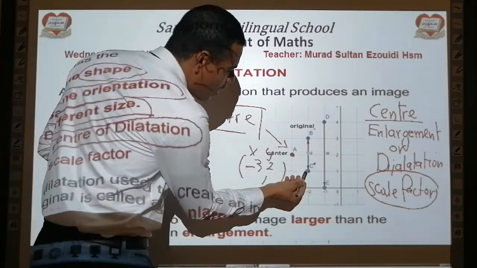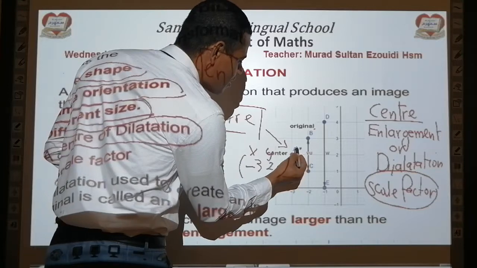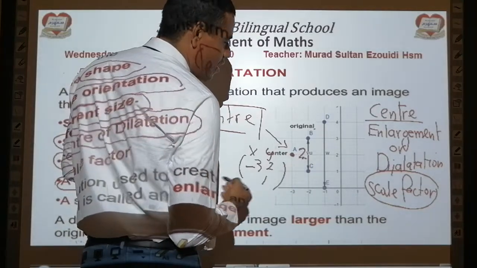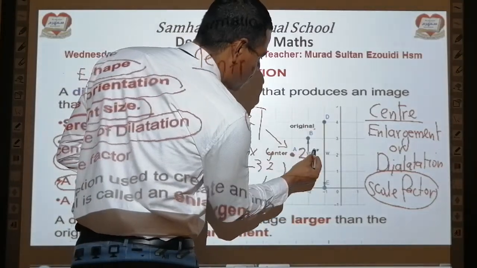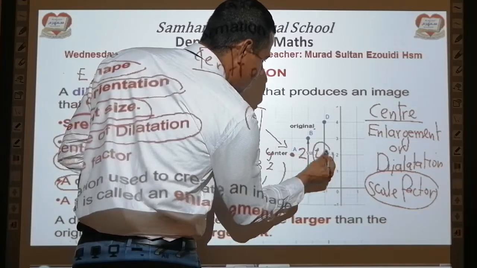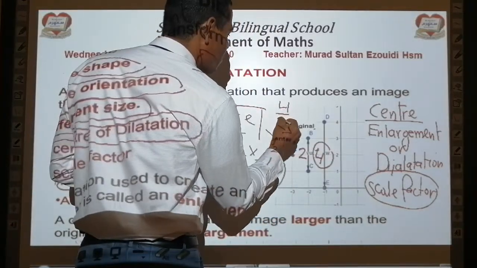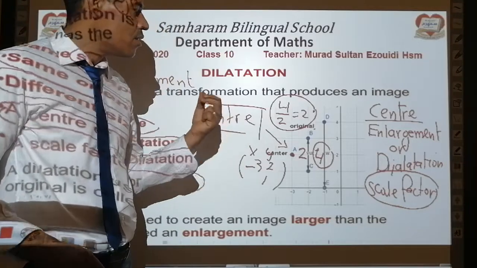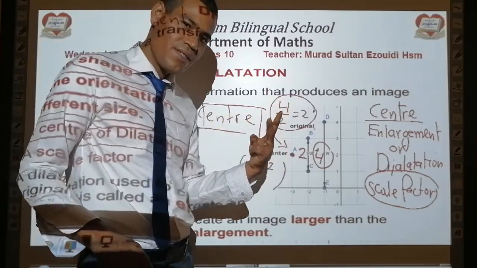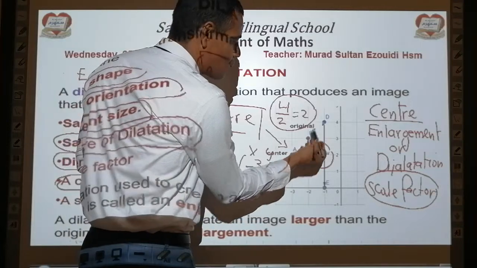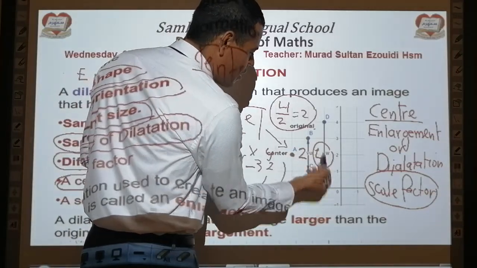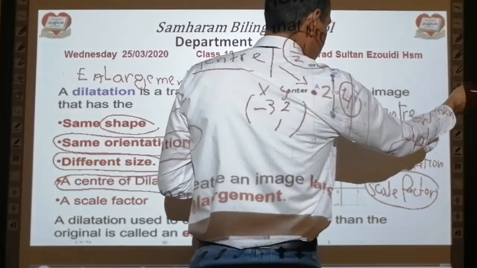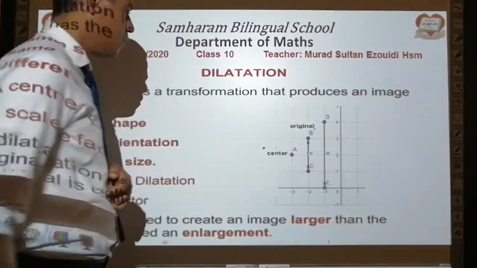Look, how many units, my kids? 2 units. The magnitude of the vector BC is 2 units, and the magnitude of DE is 4 units. So the scale factor is 4 divided by 2, which is 2. It means I will enlarge the line segment 2 times, so the length of DE should be 2 times BC.